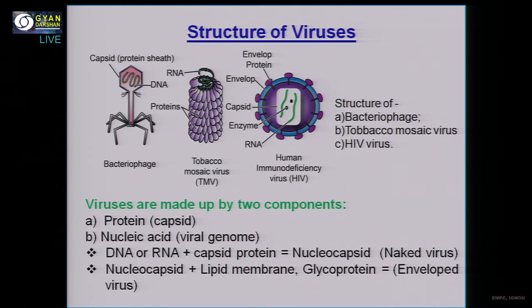Another thing I want to discuss is the structure of viruses. Viruses are made up of two components. One is the protein known as the capsid. Another is the nucleic acid, that is DNA or RNA. You can say it is the viral genome. DNA or RNA plus capsid protein is known as the nucleocapsid. Those viruses that have only a nucleocapsid are known as naked viruses.